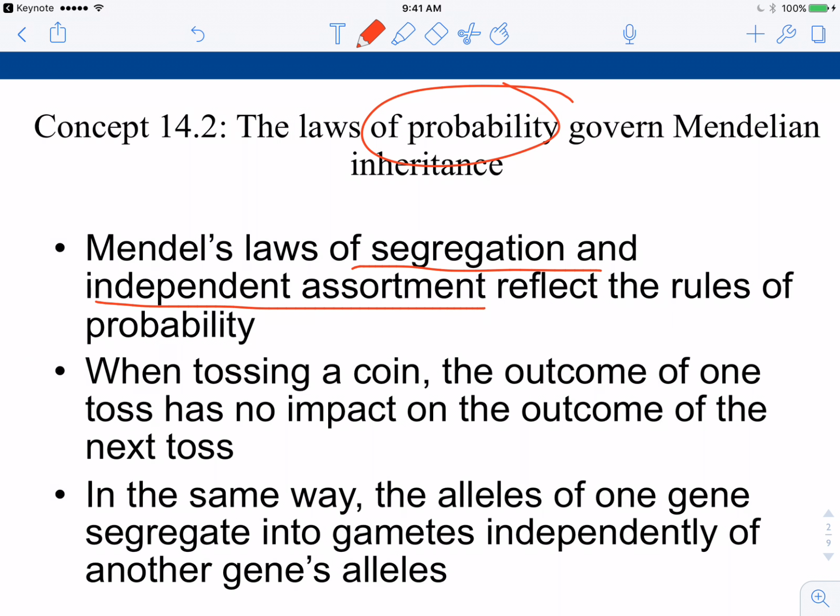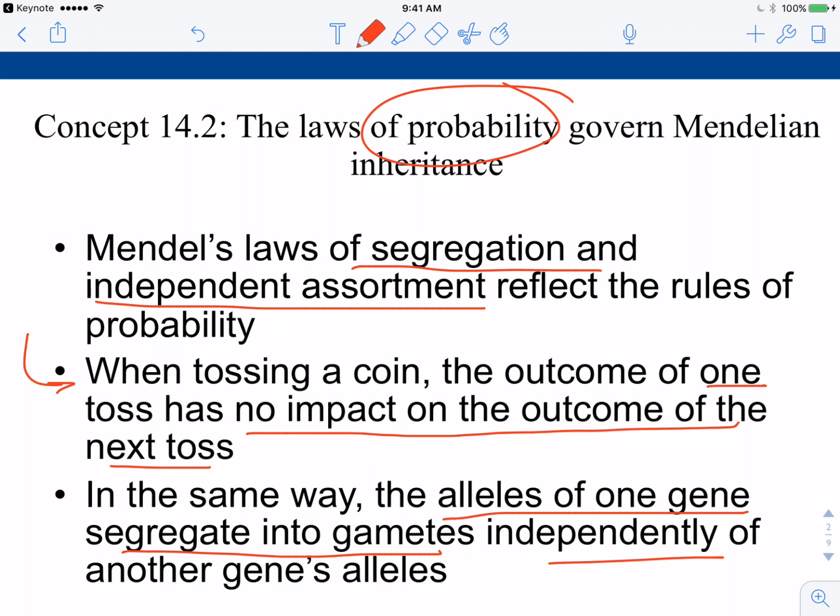So if you think about it, we did a little of this in class. When you toss a coin, the outcome of one toss has no impact on the outcome of another toss. Okay, so in the same way, the alleles of one gene segregate into gametes, and that has no effect on how another gene's alleles segregate into gametes. So again, that's independent assortment.